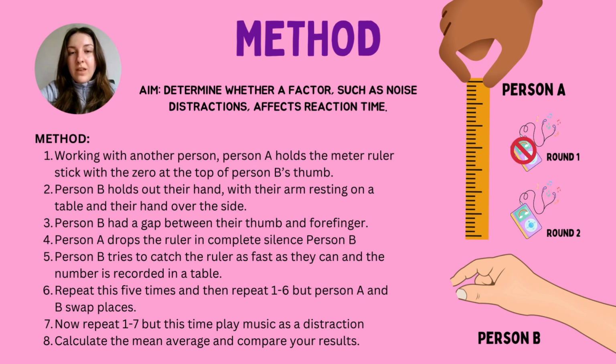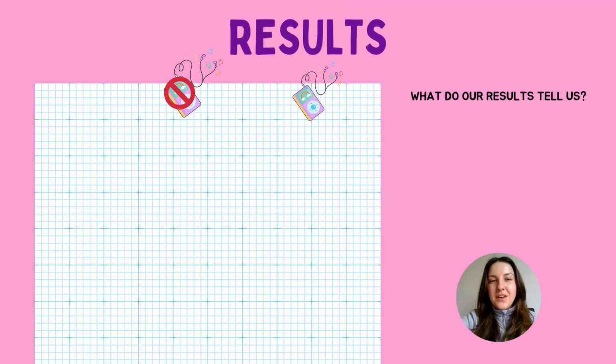After several repeats of this, you're going to calculate a mean average, and then you're going to swap over. So person A gets to catch, and person B gets to drop the ruler. Then you're going to do the same thing, like I said, now with music. So the first time was without any sound, and the second time is with music. Essentially, you're going to do the same thing where you get lots of repeats and calculate the mean, and then you can determine your results in a table, which I'm going to show you now.